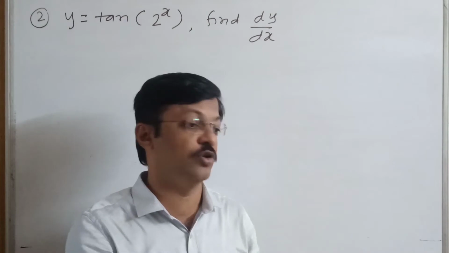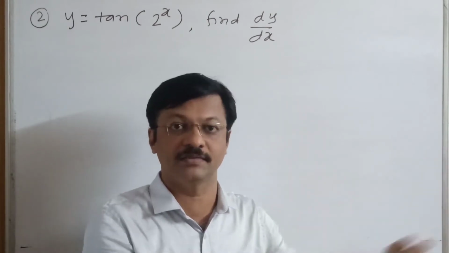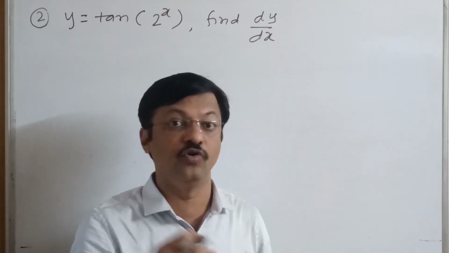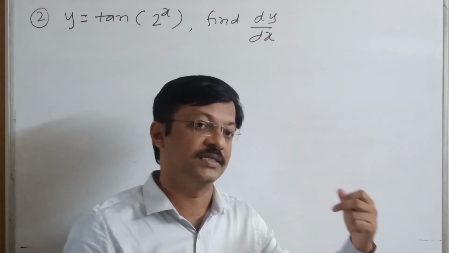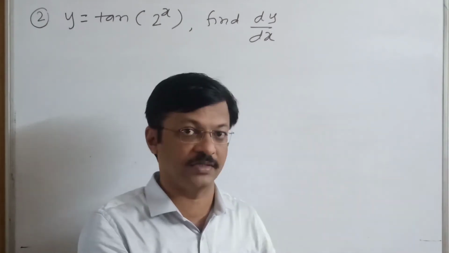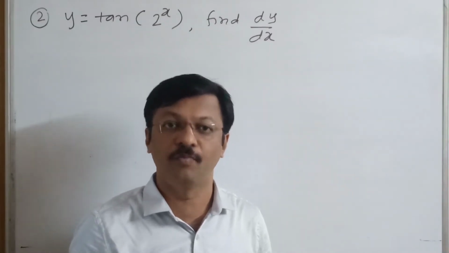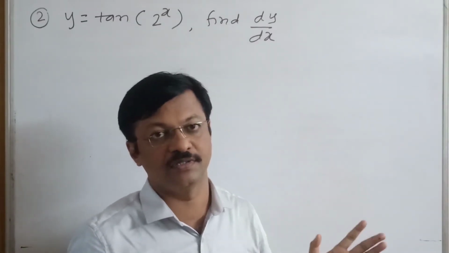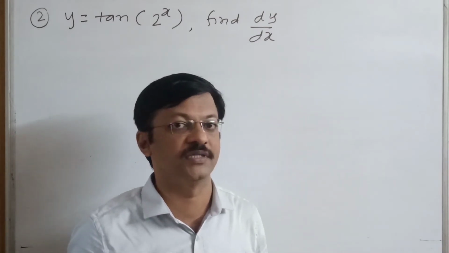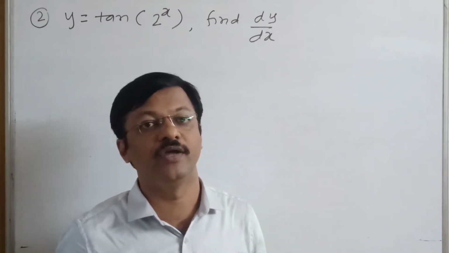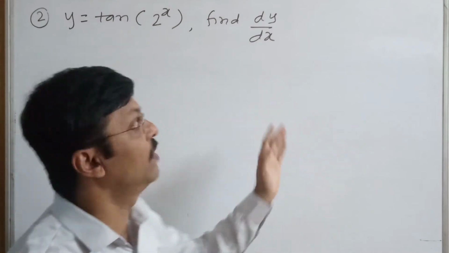Tan of root x is a function of root x and then root x is a function of x. Or root of sin x is a function of sin x and then sin x is a function of x. You can go through these kinds of examples to understand composite functions. These are all composite functions. We are now discussing only composite functions, and their derivatives are found by using the chain rule. So let's come back to this example.